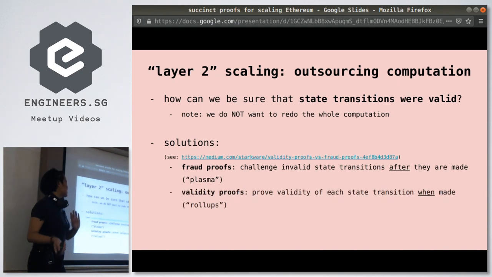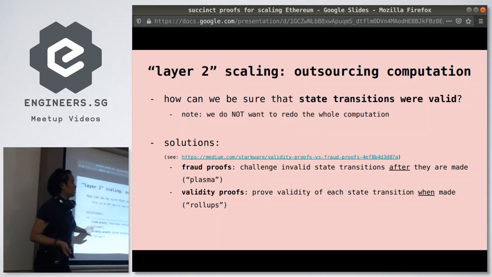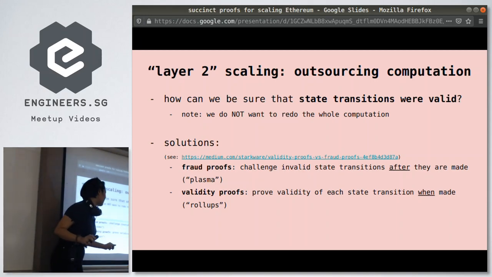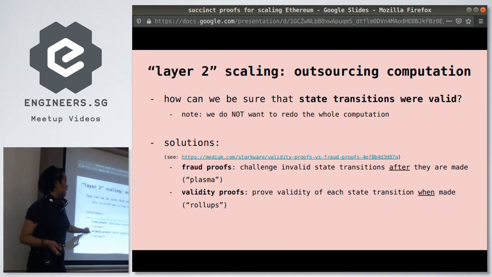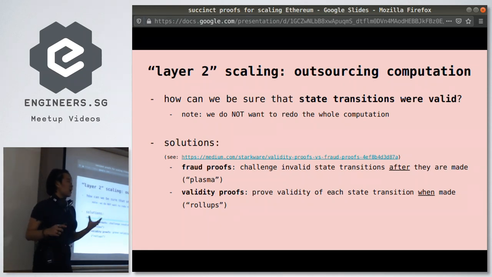So there are two classes of solutions to this. Basically, two ways of putting constraints on the operator of the sidechain to make sure that they behave. The first, which we will not discuss today, is called fraud proofs. So there's this whole group of people in the blockchain world who work on Plasma. It's a cool sounding name, but all it means is that when the operator of the sidechain submits the state back to the main chain, we open a challenge period, and anyone can submit a proof that something wrong has been done and that some part of the state is not as expected.